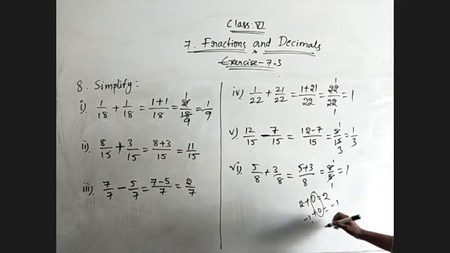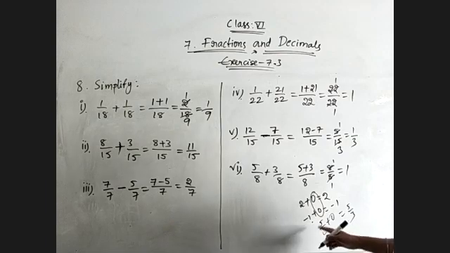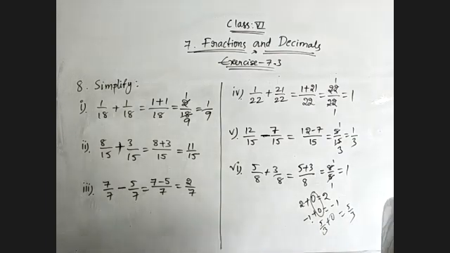Now coming to fractional numbers, 5 by 3 plus 0. Since I am adding nothing, I will get 5 by 3 itself. So 0 is the additive identity of fractions also. Okay.